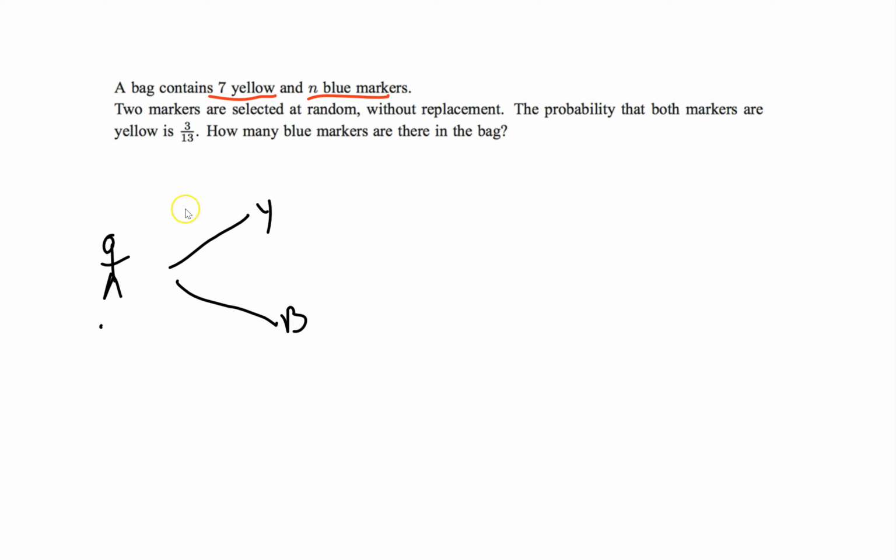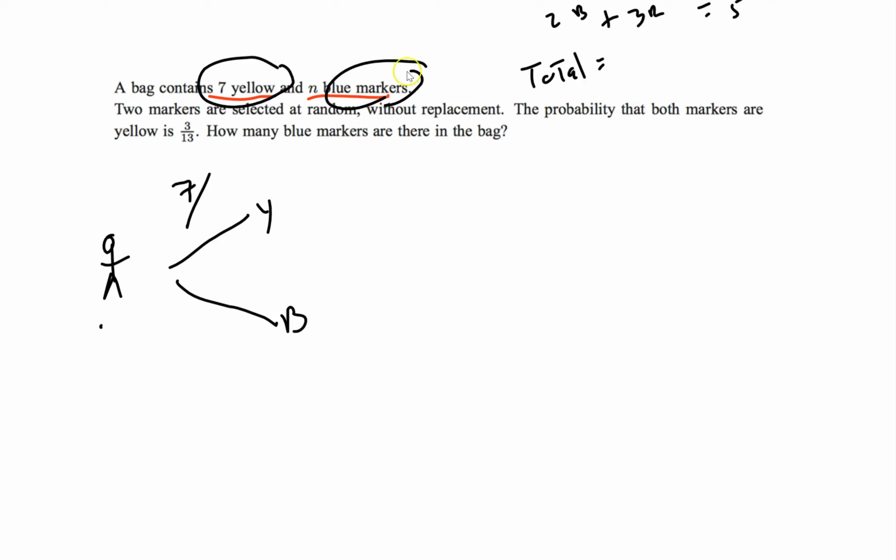Now yellow is 7 over, and now here's the hard thing, we have to think of the total. Now if I said you had 2 blue and 3 red, the total is easy, that's 5. How do you find that? You add them up. So my total here, I have 7 yellow and n blue. You just add them up, n plus 7. That's my total. So when I select the yellow, it's 7 over n plus 7. My odds of selecting a blue marker, well, there are n blue, so n over n plus 7.